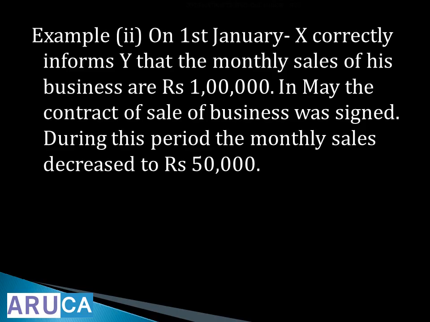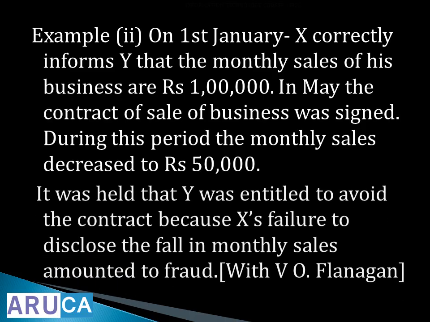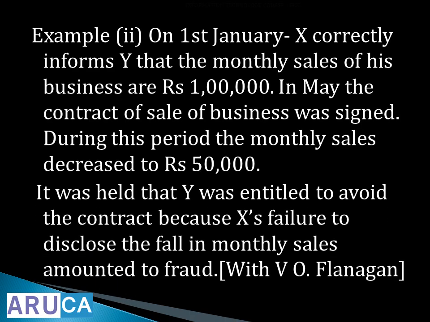On 1st January, X correctly informs Y that monthly sales of his business are 1 lakh rupees. In May, the contract of sale of business was signed. Right? January says 1 lakh. May, the contract was signed. During the period, the sales has decreased to 50,000. So now he knows there is a problem. Right? If he doesn't tell, it amounts to fraud.